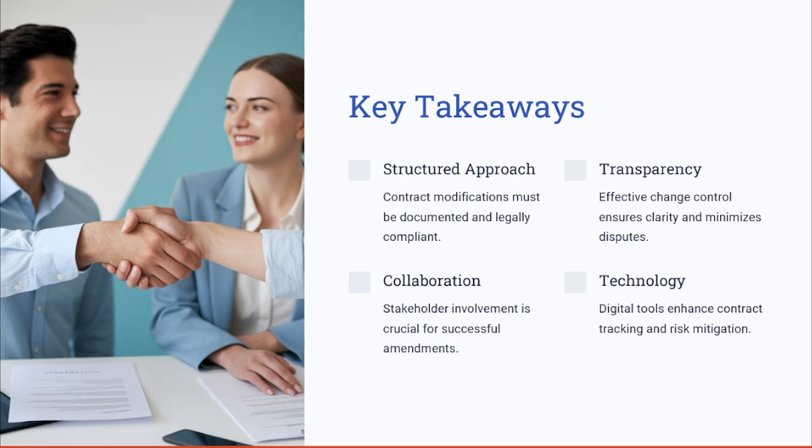And to summarize our session on handling procurement contract changes, we talked about contract modification, which must be structured, documented, assessed, approved, and legally compliant. We also talked about effective change control to ensure transparency and minimize disputes. We also touched on one of the important aspects, stakeholder collaboration, which is essential for successful contract amendments. Finally, we talked about the technology enablers to enhance contract tracking and risk mitigation to ensure that you have effective procurement contract changes.